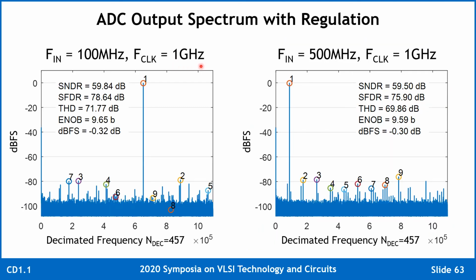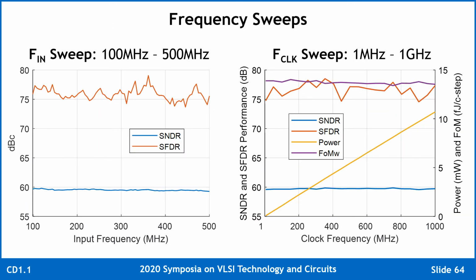At a maximum operating frequency of 1 gigahertz, for 100 megahertz and Nyquist rate input tones, we can see well-controlled spurious content in the digital output spectrum and an ENOB of 9.6 or better. Across input frequency, the ADC shows stable performance up to Nyquist. Across clock frequency, it also shows stable performance, and furthermore shows linear scaling of power consumption and fully dynamic operation, which enables a nearly constant figure of merit from 1 megahertz all the way up to 1 gigahertz.